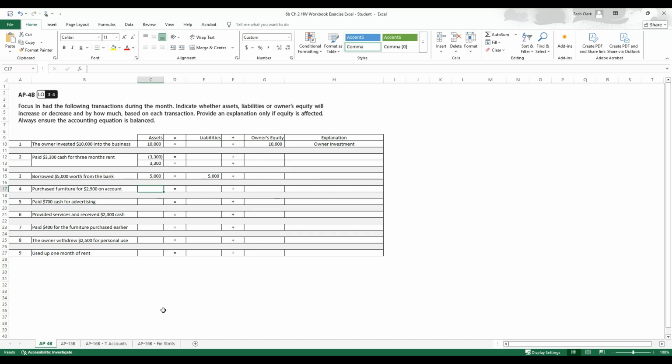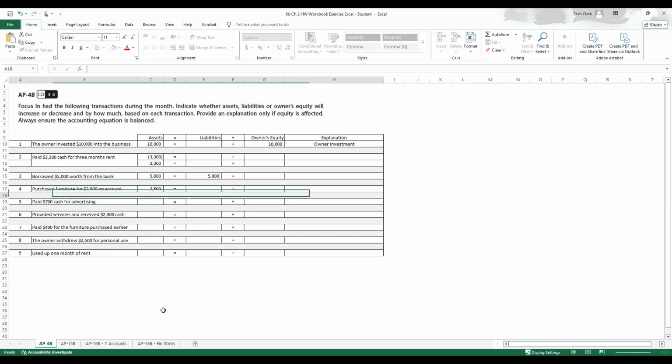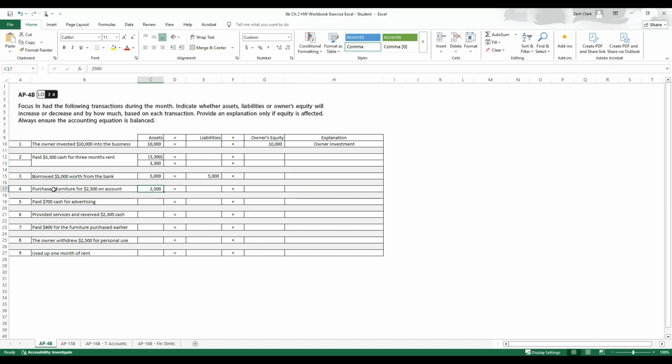Okay, we purchased furniture for $2,500 on account. So our asset goes up, furniture asset. But remember, since we bought it on account, the keyword there, on account, our liability is going to increase by the same amount, $2,500. So we owe the money. We haven't yet paid in cash, but we did get the furniture. So we have the furniture asset there.